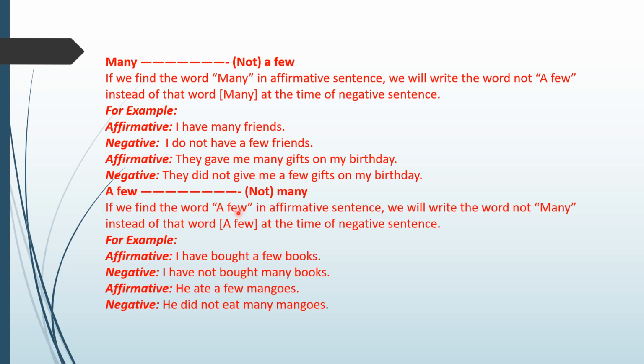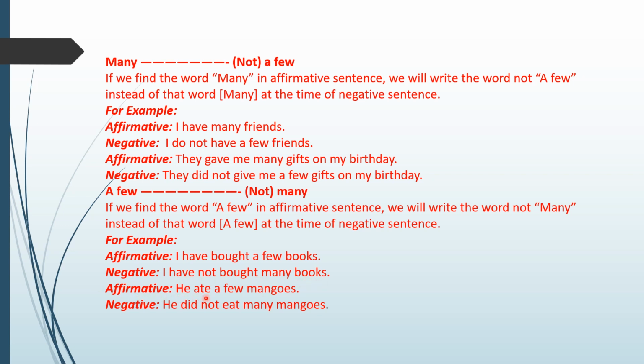If you find a few in the affirmative, then in your negative, you will write not many instead of that word, a few, at the time of making that sentence into negative. Look at the example. I have bought a few books. So there is a few in the affirmative. So in your negative, you will have not many. So the answer in the negative: I have not bought many books.